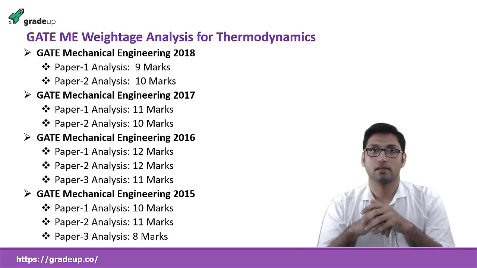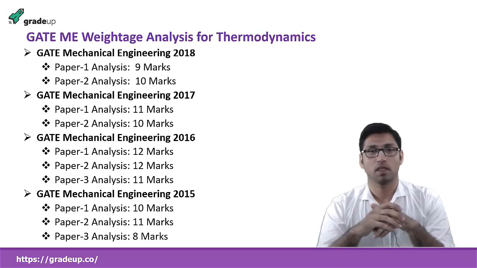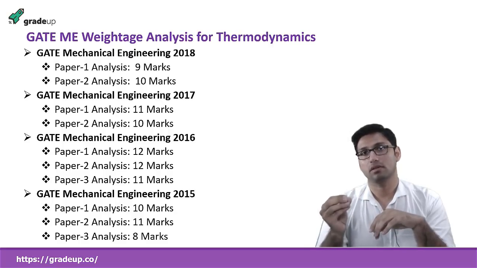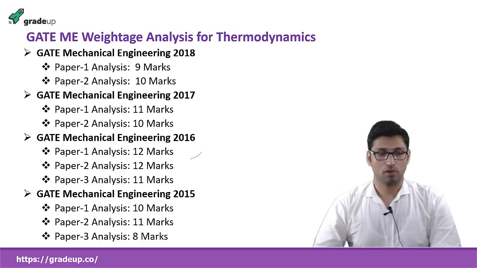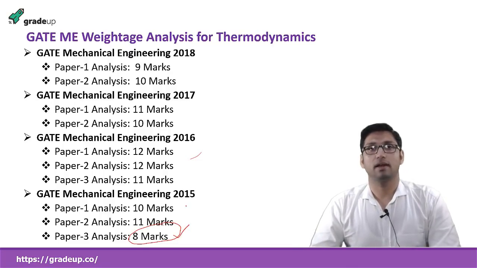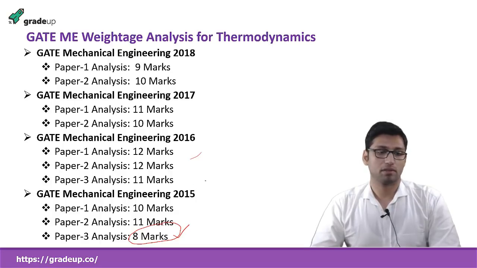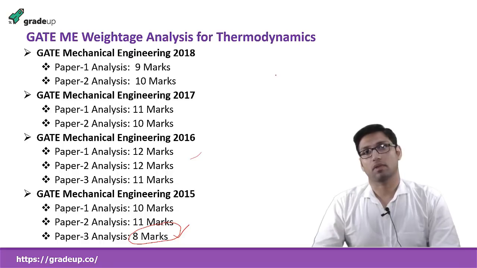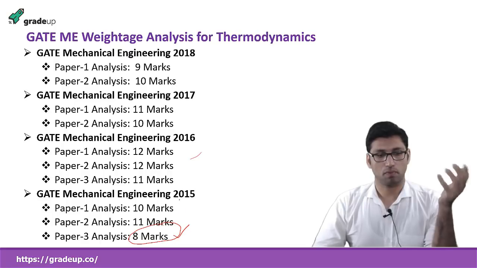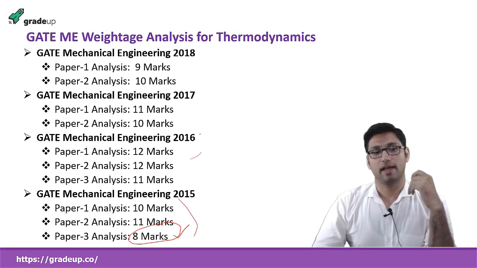Friends, I have done a weightage analysis of thermodynamics from previous GATE questions, and what I found is that from 2015 to 18, in every paper, that is in every set, a minimum of 8 marks and a maximum of 12 marks of thermodynamics is asked in the GATE exam. If you see GATE 2015 paper 3, the total thermodynamics weightage was 8 marks, in which the questions may be from thermodynamics or steady flow energy questions. So from all the topics of thermodynamics it was a total of 8 marks in paper 3, and for every paper the minimum is 8 marks and the maximum is 12 marks.